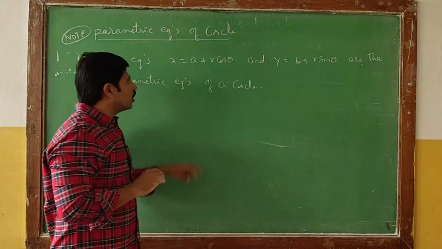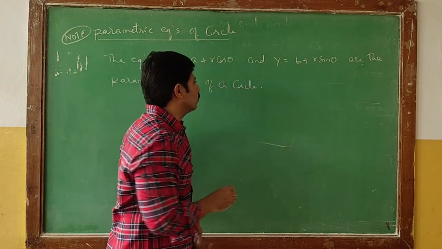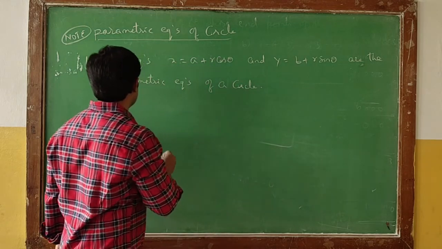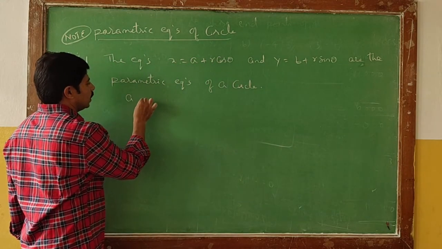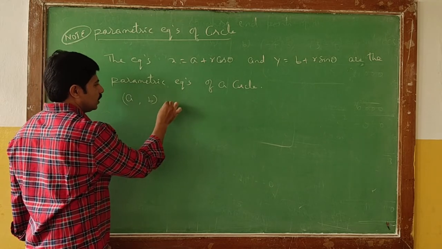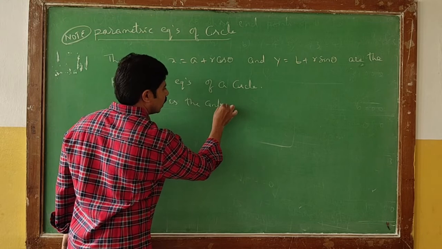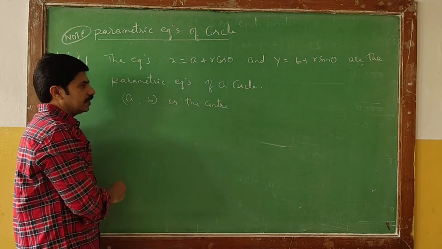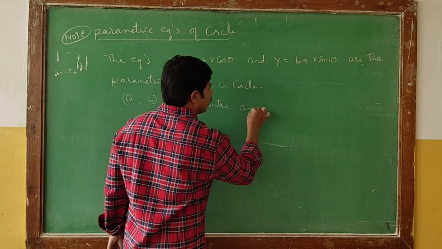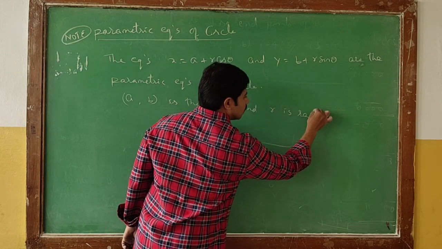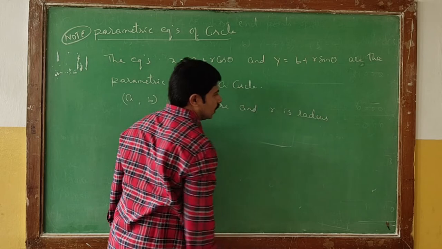And here, what are this a and b called? a comma b is the center. And what is r? r is the radius of the circle.